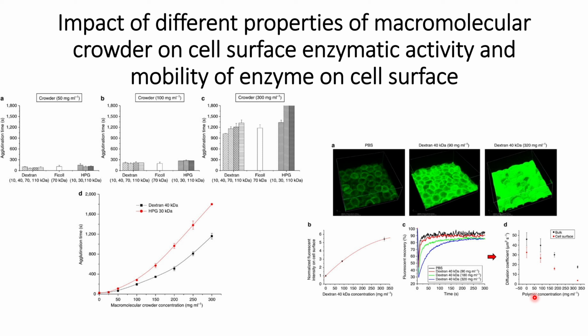This indicates that with increase in the macromolecular concentrations, the diffusion coefficient, or the diffusion ability of the enzymes, goes down. It indicates that the enzymes will remain on the cell surface, so most of the enzymatic reactions will occur on the cell surface, and only a minimum of the enzymatic reactions might occur within the cells. This is what their experimental results show about the effect of different properties of macromolecular crowder on cell surface enzymatic activity and the mobility of enzymes on the cell surface.